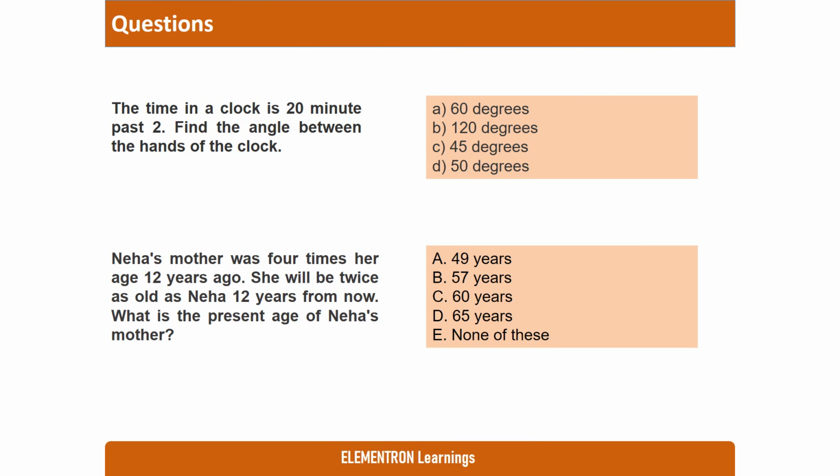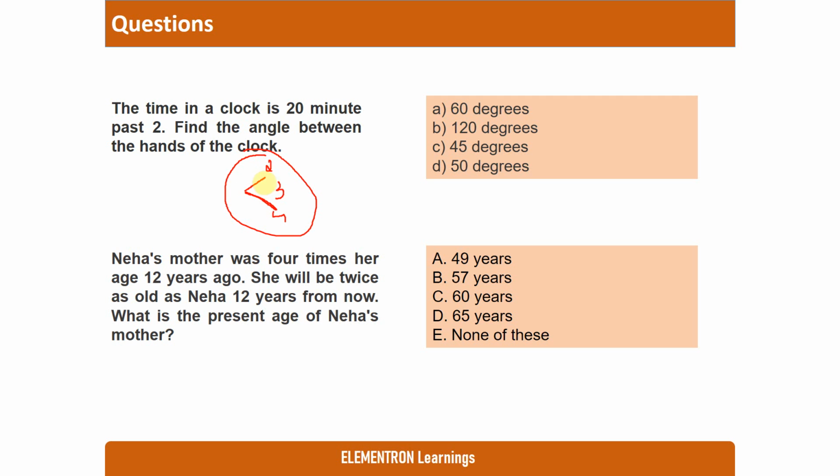Then talking about the next question, the time in a clock is 20 minutes past 2. So the time is 2:20 and we have to find the angle between the hands of the clock. If we try to draw 2:20, here it will be 2, and for 20 the clock hand will be at 4. So you have to find the angle between them.